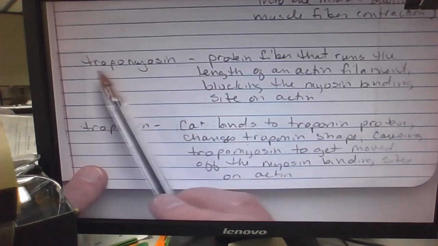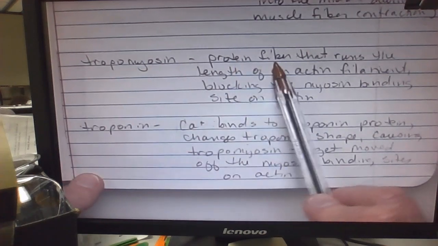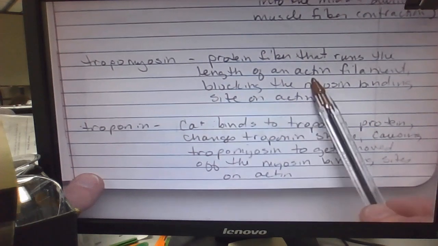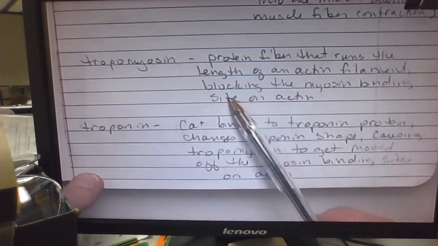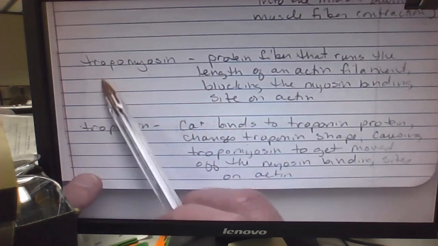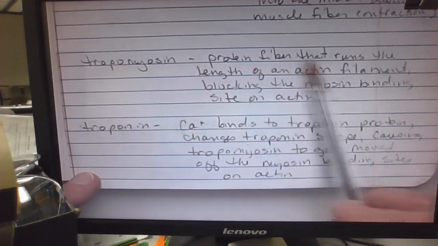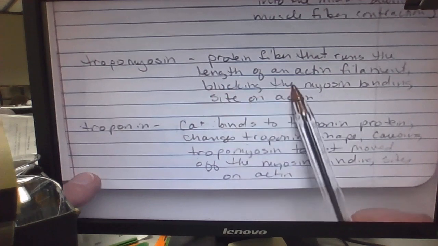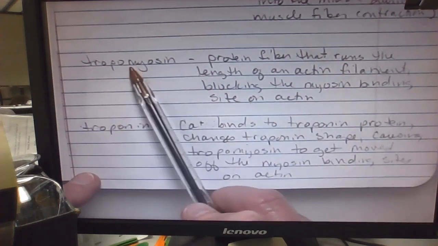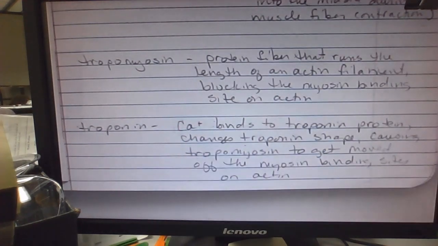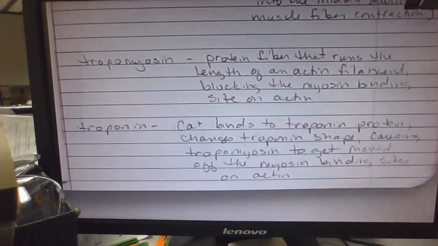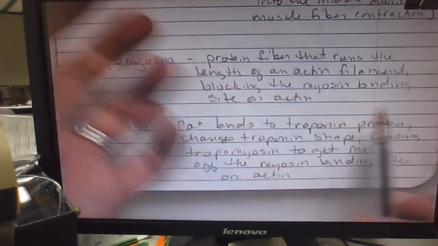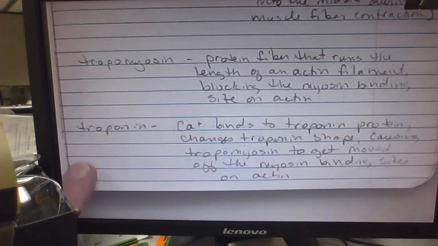Tropomyosin and troponin. Tropomyosin is a protein fiber that runs the length of an actin filament, blocking the myosin binding site on the actin. I can't even read my own handwriting here. So this is kind of like a thin thread, if you will, that goes down the actin filament, and there are sites that allow those myosin heads to bind to it. And if it's blocked, the myosin heads can't bind to it, and if it can't bind to it, it can't pull it in toward the center.